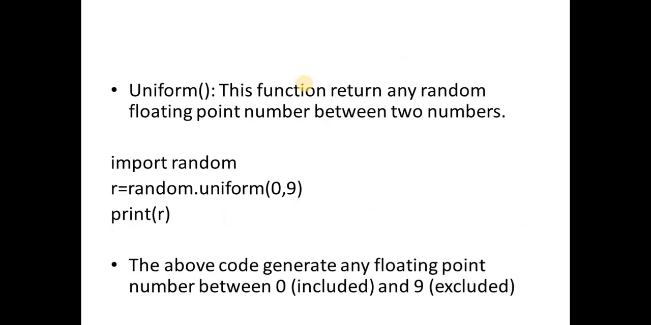The next one is uniform. Uniform is again a function which gives a random floating point number. So the previous one, random, was giving a floating point number between 0 and 1. Here again there is a function which returns a floating point number between two numbers. But here again the first is included and the last is not included. So let me check here.